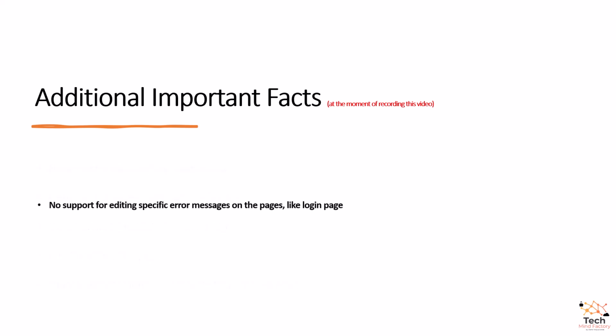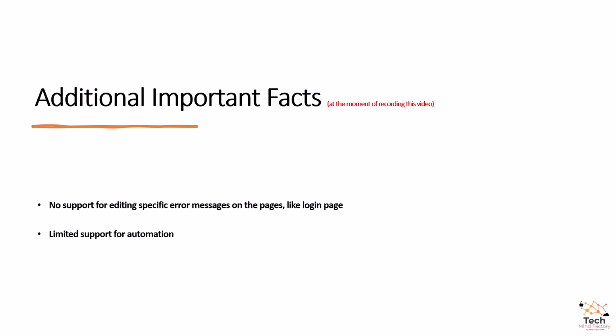Moving forward, there is no support for editing specific error messages on the pages like a login page. That's what I mentioned when we were discussing the branding, okay? So for instance, if you would like to modify the information on the login screen that is presenting information that a user account does not exist, you cannot do it at the moment of recording this video. But I think many people will look into this, so maybe in the future it will also be possible. I didn't find any option like this.